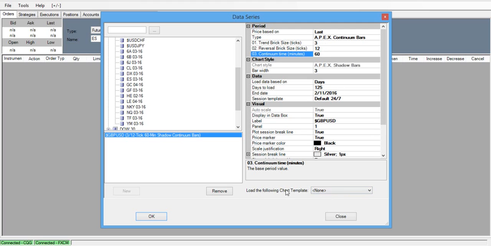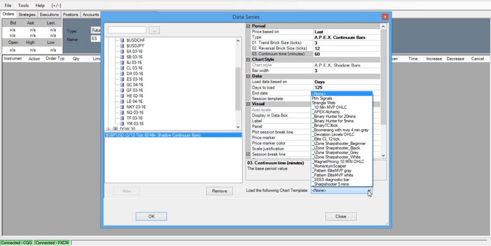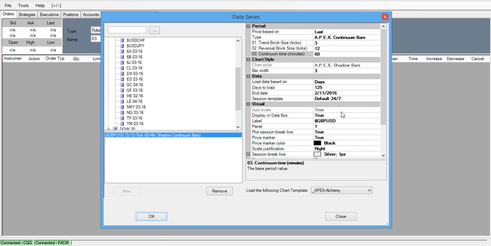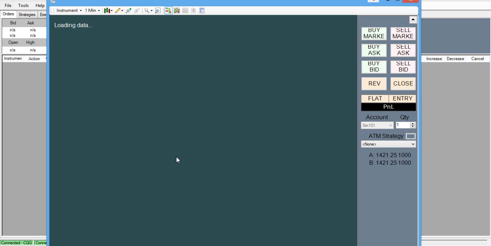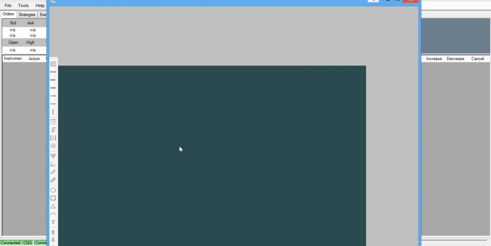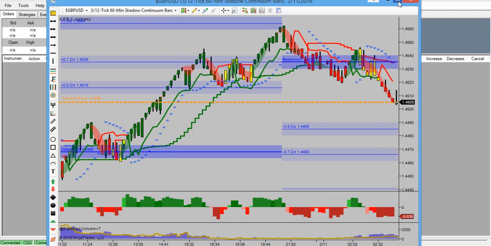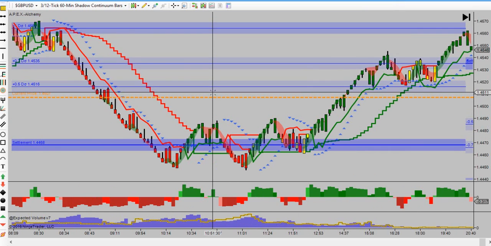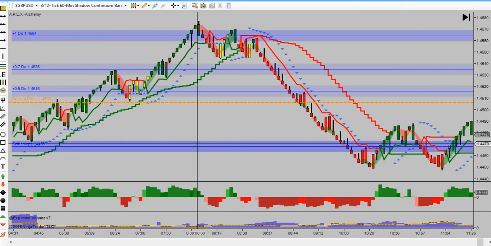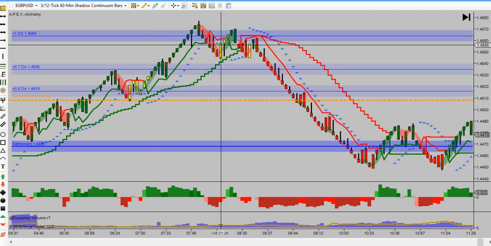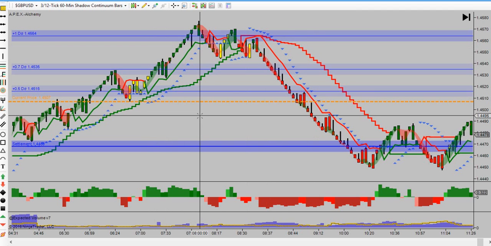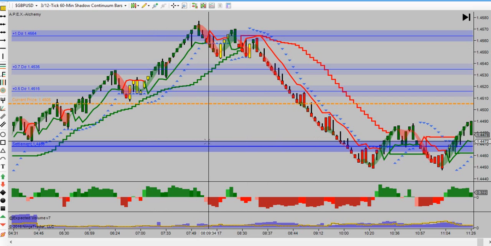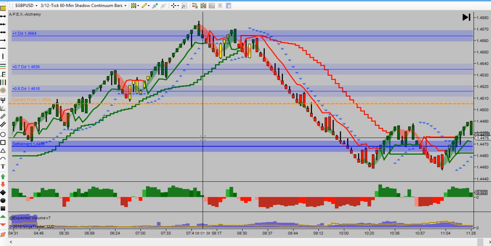Now all you got to do is come down here to chart templates and select Apex Alchemy and hit OK. Like I said, you don't have to load all these different indicators and figure out colors and size and settings. All you got to do is choose your instrument, select the template, and everything pops up right there for you exactly how you need it. You don't need to be going in and changing settings or anything. It's all done and very, very easy to access. So that's the indicators, that's the chart, and that's how you get access to the chart.